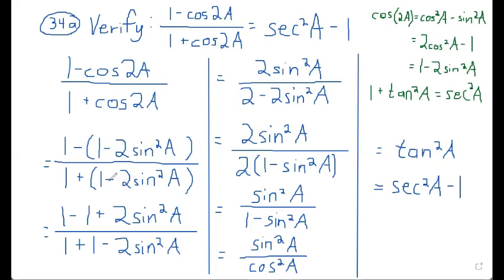Now if we want to simplify the numerator, we can consider this negative here as a -1. So we can put -1 here, and then we can just distribute it like this. So it becomes -1 times 1, that's -1, and then -1 times -2 sine squared of a, that's +2 sine squared of a. Because a negative times a positive is a negative, and a negative times a negative is a positive.